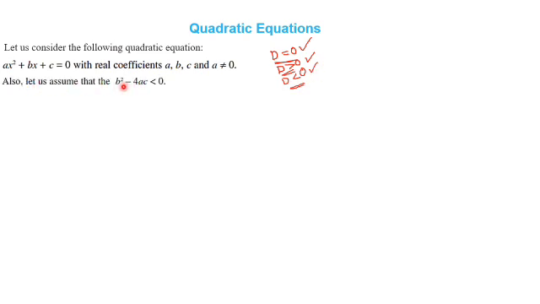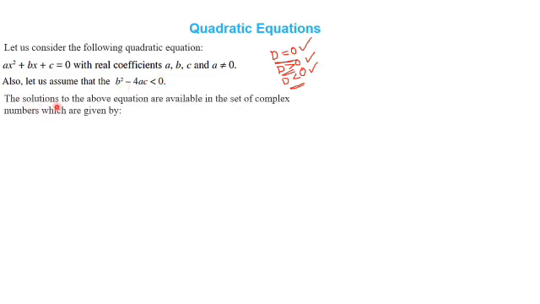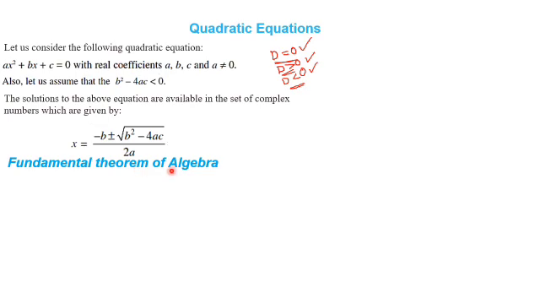So let us assume that b square minus 4ac is less than 0, means discriminant is less than 0. The solutions to the above equation are available in the set of complex numbers, because when D is less than 0 no real roots are available. So the only chance is to use complex numbers to solve these type of equations. And we know the quadratic formula, x is equal to minus b plus or minus root of b square minus 4ac by 2a. So here you can see by using this formula we will be solving the equations even when the discriminant comes less than 0. How we will solve, that we will be discussing while solving the questions.